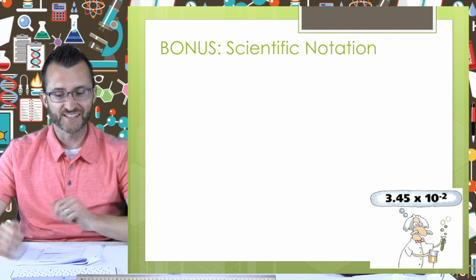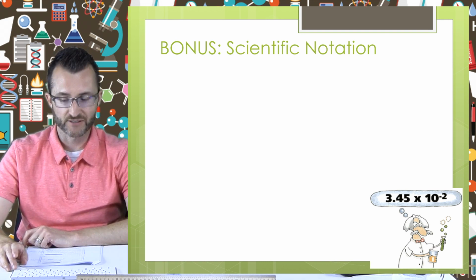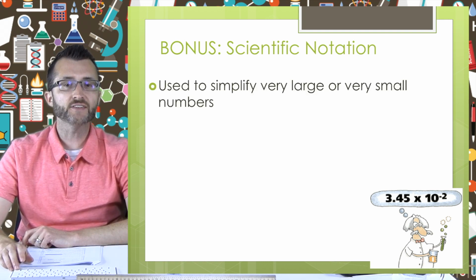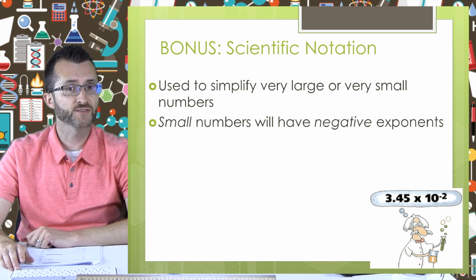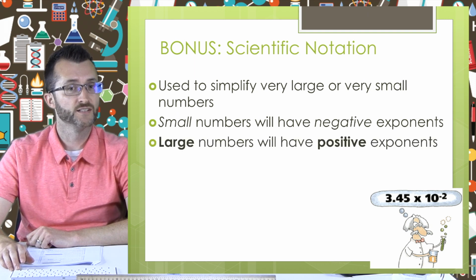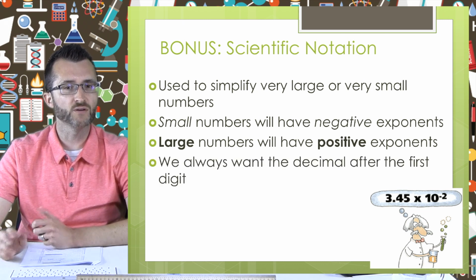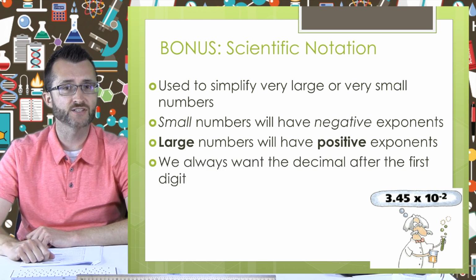Bonus! Scientific notation. You didn't see that one coming, did you? Scientific notation is used to simplify very large or very small numbers. Small numbers will have negative exponents. Large numbers will have positive exponents. We always want the decimal after the first digit.